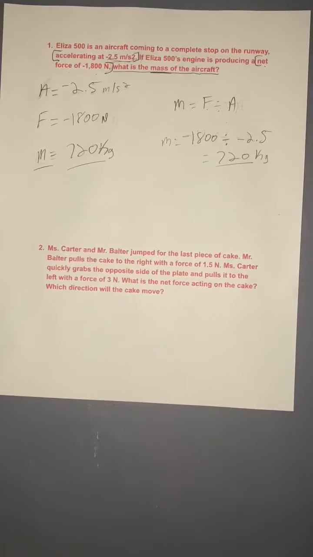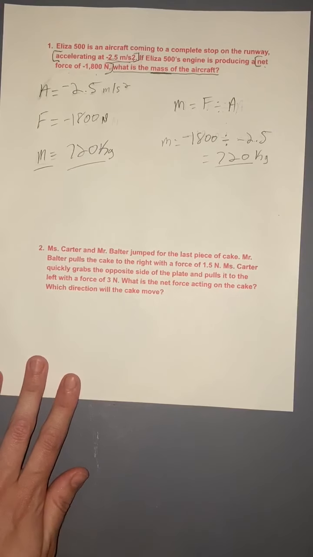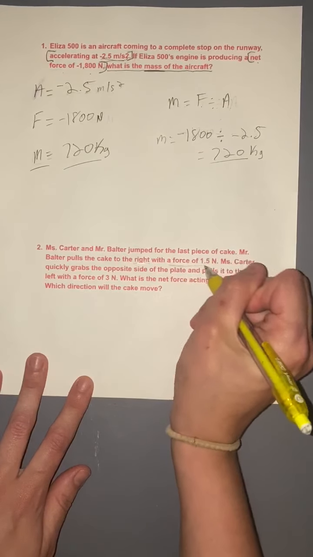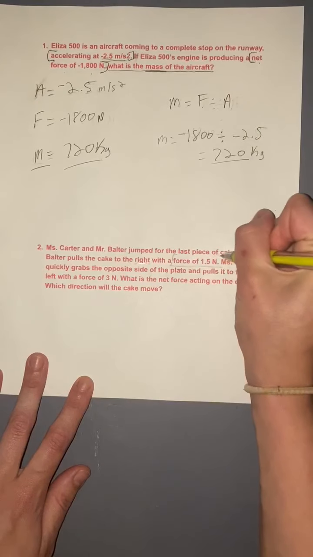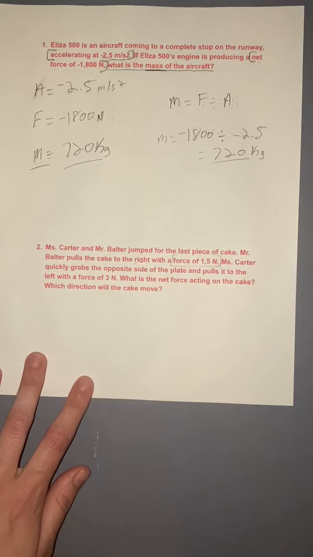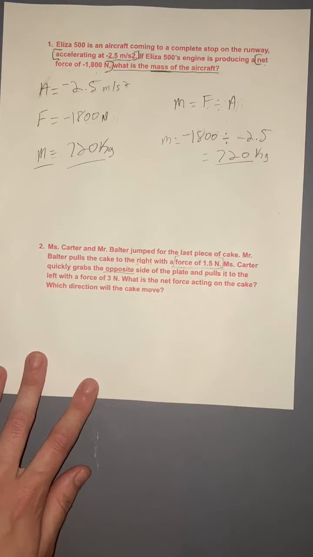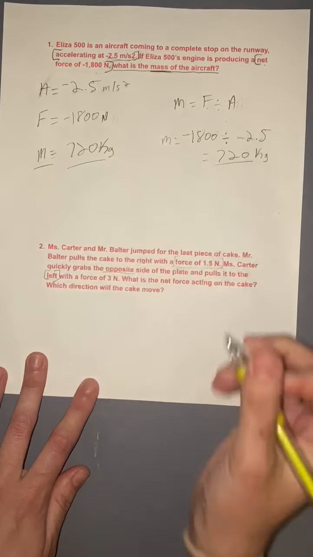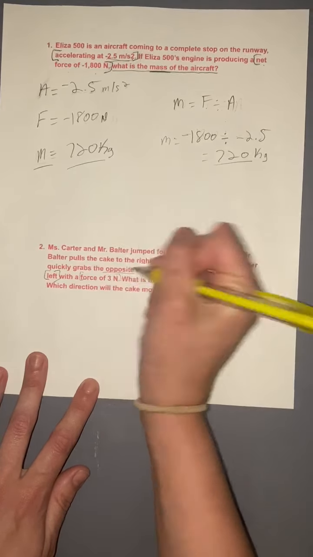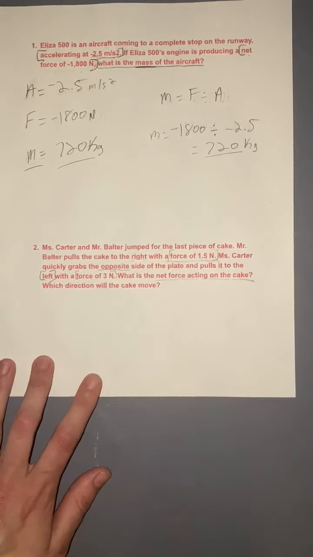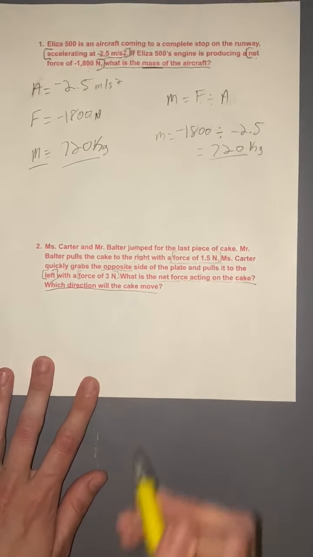All right, let's move on to question number 2. Miss Carter and Mr. Balter jumped for the last piece of cake. Mr. Balter pulls the cake to the right. Oh, I got a direction there. With a force of 1.5 newtons. Miss Carter quickly grabs the opposite side, I'm just going to underline that, of the plate and pulls it to the left with a force of 3 newtons. What is the net force acting on the cake? Which direction will the cake move?